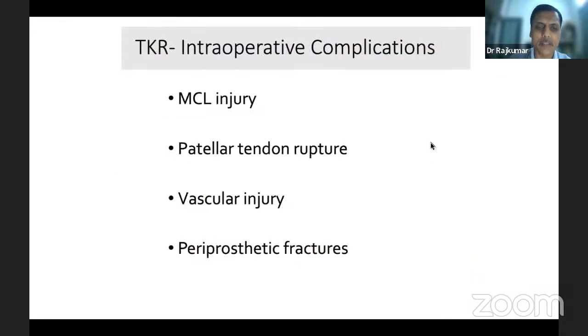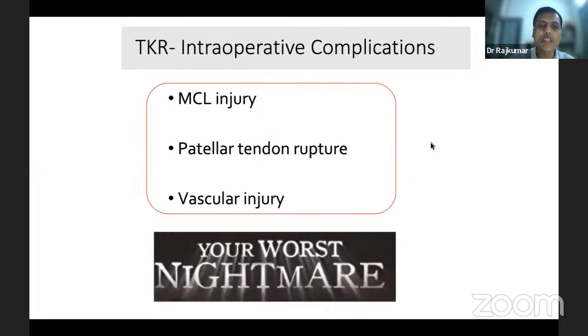So intraoperative complications. As we talk about intraoperative complications, everybody will accept that it is the MCL injury which comes to our mind immediately. Then comes the patellar tendon rupture, and vascular injury, which is not very common. But still, that also we have to keep in mind. Periprosthetic, actually not periprosthetic fracture, it is perioperative fractures during the surgery. These are the most immediate complications which come to our mind. But out of these, the MCL injury, patellar tendon injury, vascular injury, all are really challenging. It's a worst nightmare to manage. So the best idea is to prevent it.